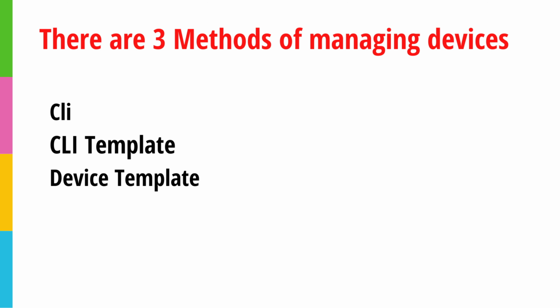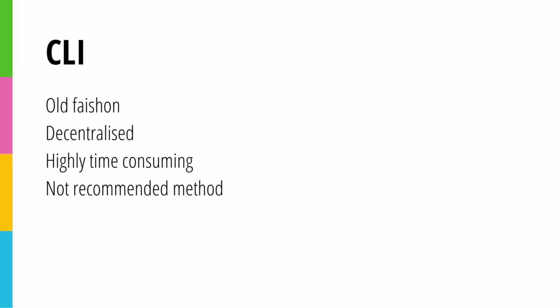So the CLI method is something everybody is aware of. You do the configuration using the CLI method, in which you generally go to the device and start configuring it with CLI parameters. Cisco engineers are very comfortable with this method because they have been using it for decades, and it was the only method available at one time to configure Cisco devices. What are the drawbacks? It's old fashioned and a very decentralized method. You have to log into hundreds of devices to configure them, which is very time consuming and is not a recommended method. Now that leaves us with the other two methods.